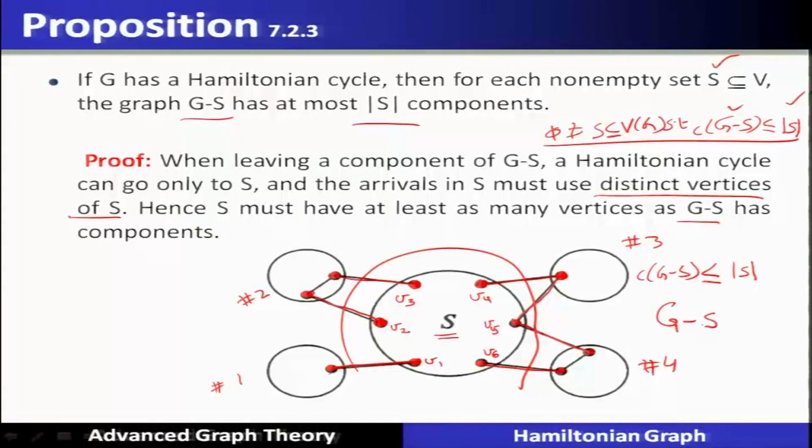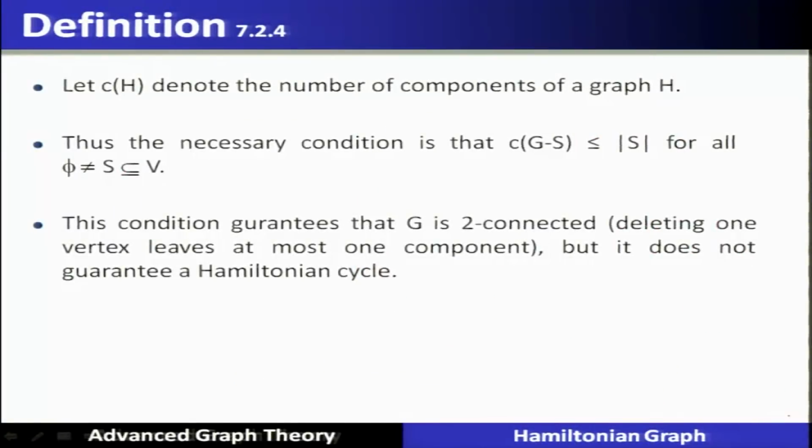Or we can also say that if the number of components of G minus S is greater than S, then there is no Hamiltonian cycle present in the graph according to this particular proposition, which we have already proved. Here in the definition, C of H denotes the number of components of a graph H.